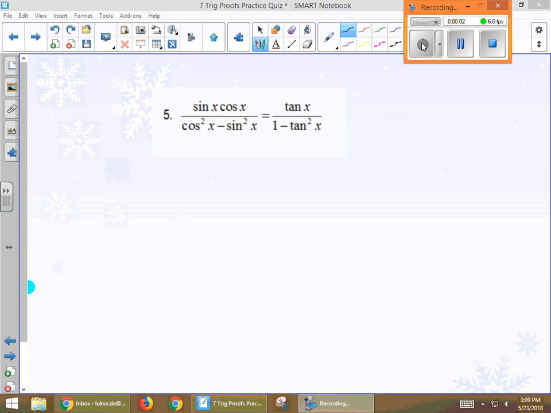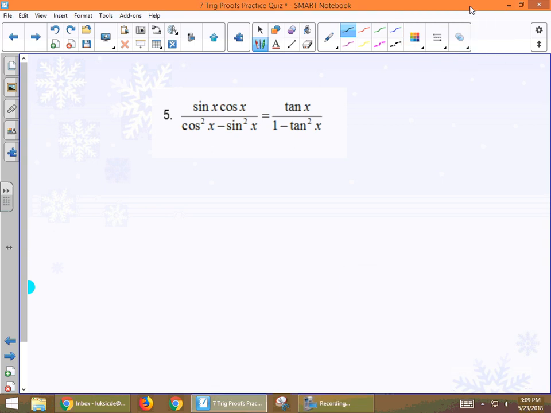All right, number 5. I have sines and cosines on the right side. I have tangents on the left. And really, as I'm looking at the sines and cosines, I guess I could factor a difference of squares in the denominator, but I don't really know what else to do there.